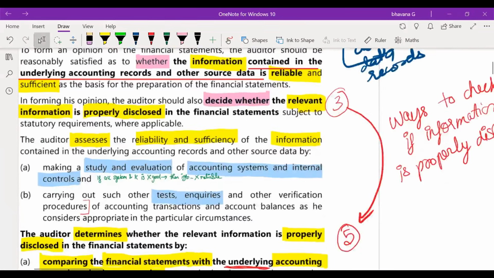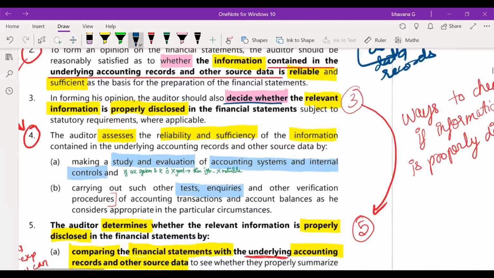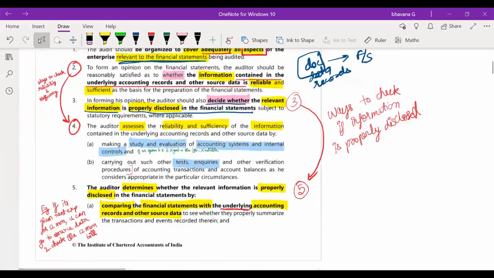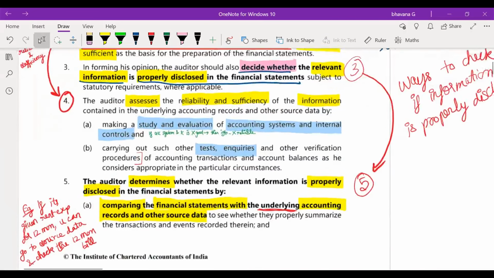The third thing you have to check is that the auditor should decide whether the relevant information is properly disclosed in the financial statement. So whatever disclosures had to be made, has it been correctly disclosed or not, you have to check. So what are the first 3 points? First, whatever is related to the financial statements, whether all those areas or aspects have been adequately covered. Second, whether the information in the accounting records or the source data is reliable and sufficient. Third, whatever information has to be disclosed, whether it has been properly disclosed. Okay.